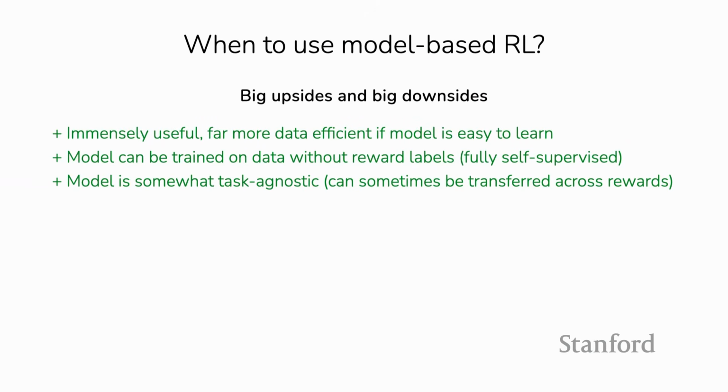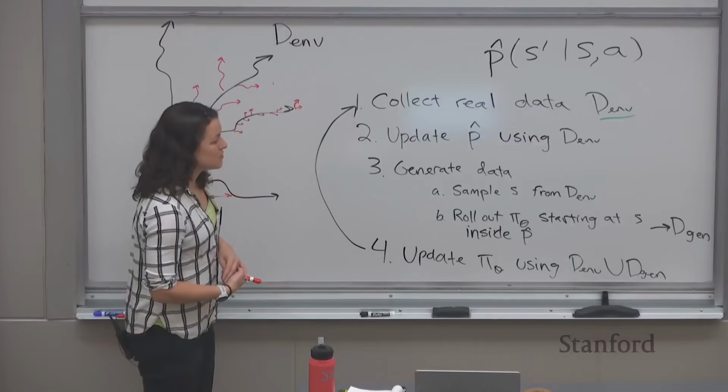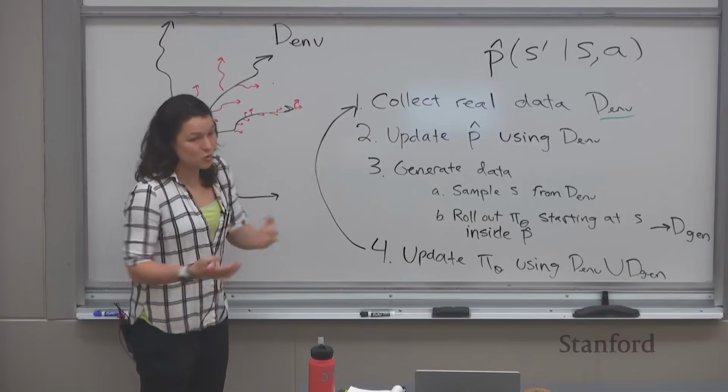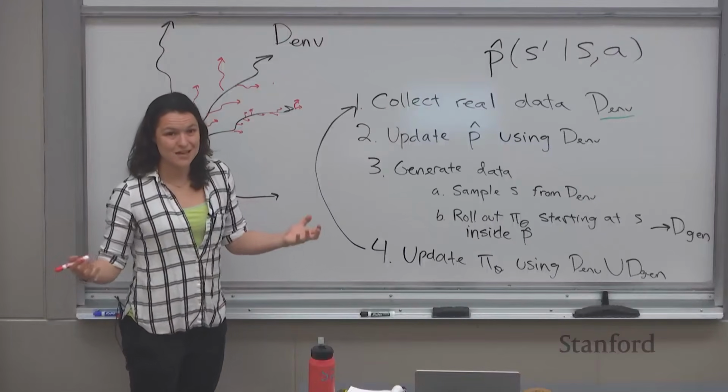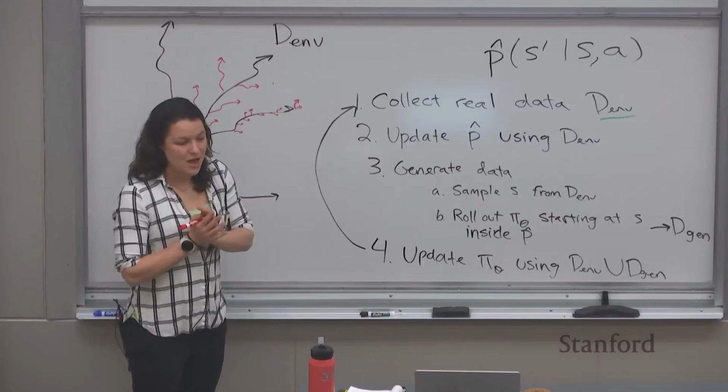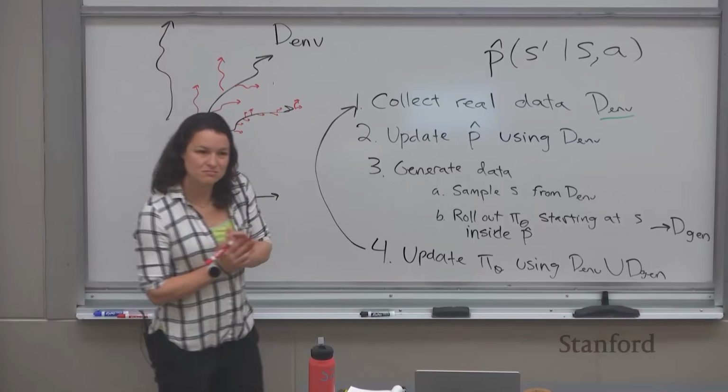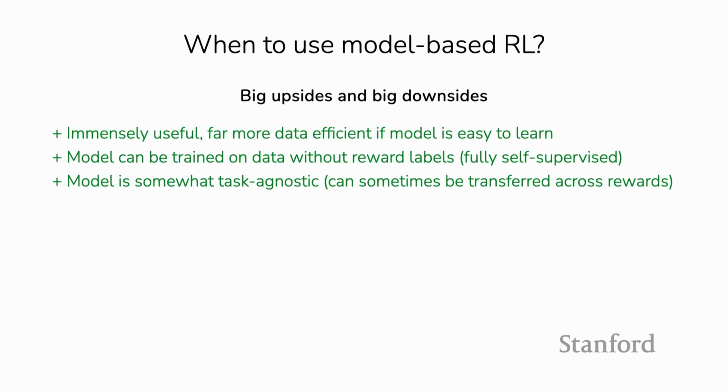And then the other thing is that the model is somewhat task agnostic. And so if it was trained on a broad enough data distribution, sometimes you can transfer this model across different tasks or across different rewards. And so, for example, if your goal isn't just to learn one task, but to learn many different tasks, this sort of transferability is useful. So those are the big upsides.